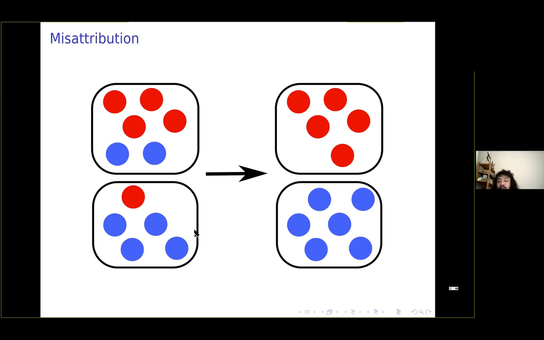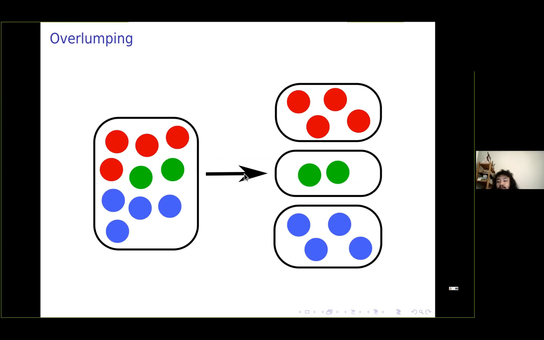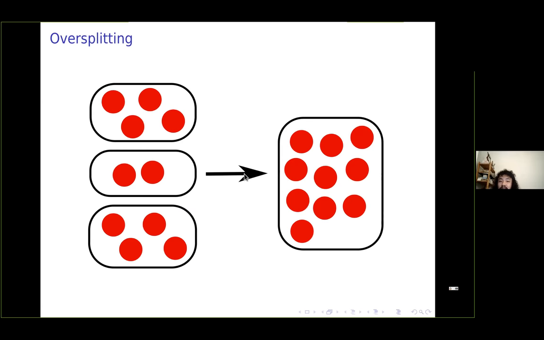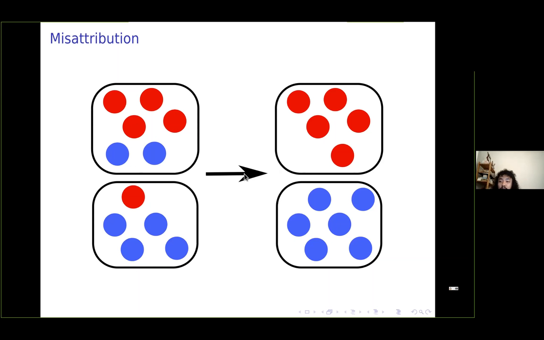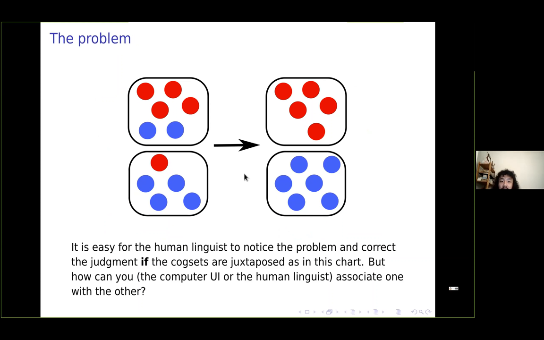So for overlumping, you need to split one cognate set into several. For oversplitting, you need to merge several cogsets together. And for misattribution, you need to move stuff around between cogsets. Okay, that's the problem. So if you have this, of course, you know that, okay, here are two blue items you need to put here, and here is one red item you need to put here. But human beings don't have infinite memory.